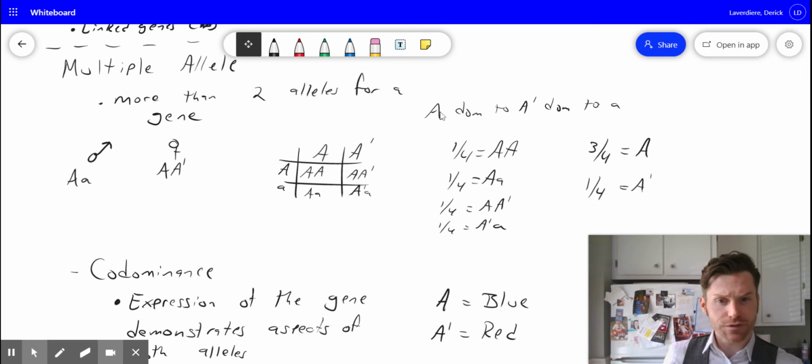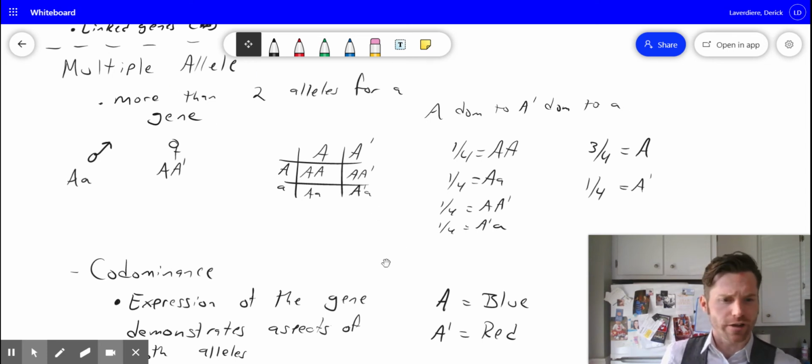Now, because I've set the rules that A is dominant to both the other ones, anyone that has a big A is going to be looking like a big A, right? So this has a big A, this has a big A, this has a big A, this does not have a big A, right? So 3 of the 4 are going to be looking big A. The last one is going to be looking big A prime, right? Because big A prime is dominant to little a. Okay, so that's how multiple alleles work.